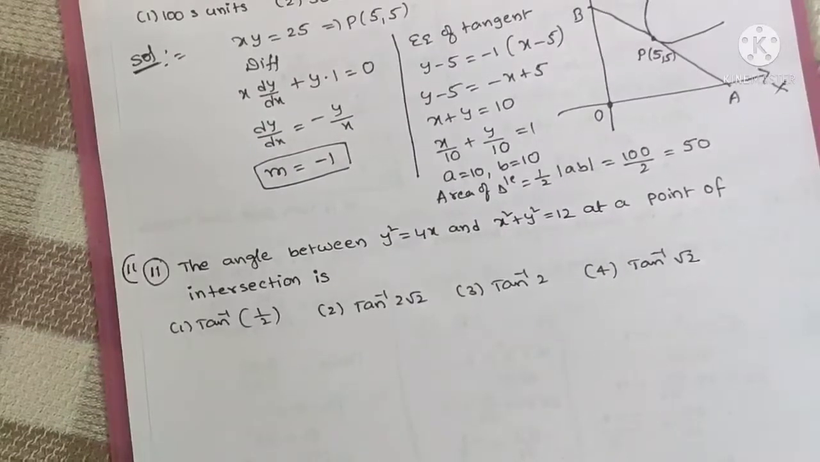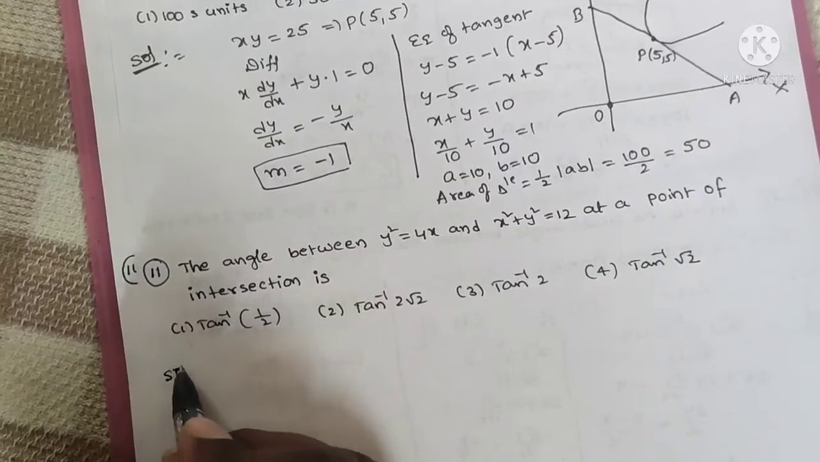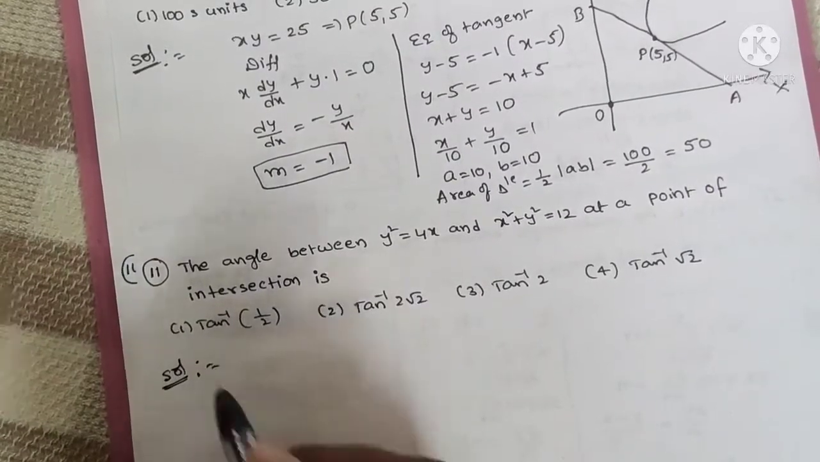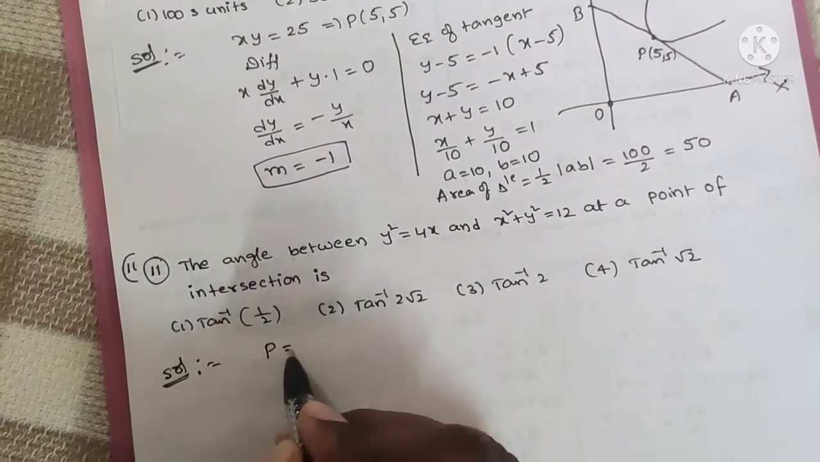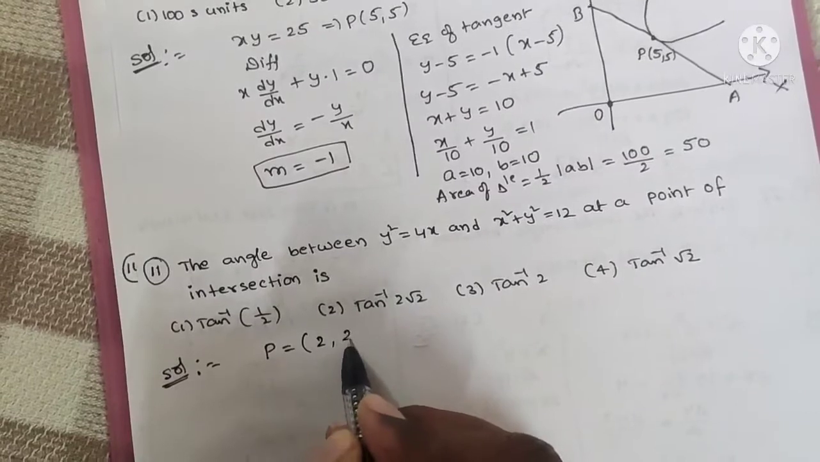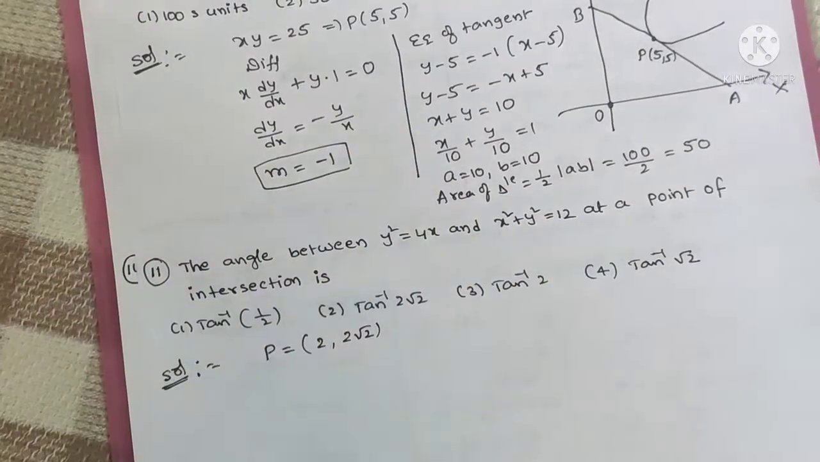We need to find the angle between these two curves. The first curve is y square equals 4x. The second curve is x square plus y square equals 12. If you solve these two curves, we get the point x value 2, y value 2 root 2, because if you substitute this point in both equations, it has to satisfy. That's why I am taking the point P as (2, 2 root 2).